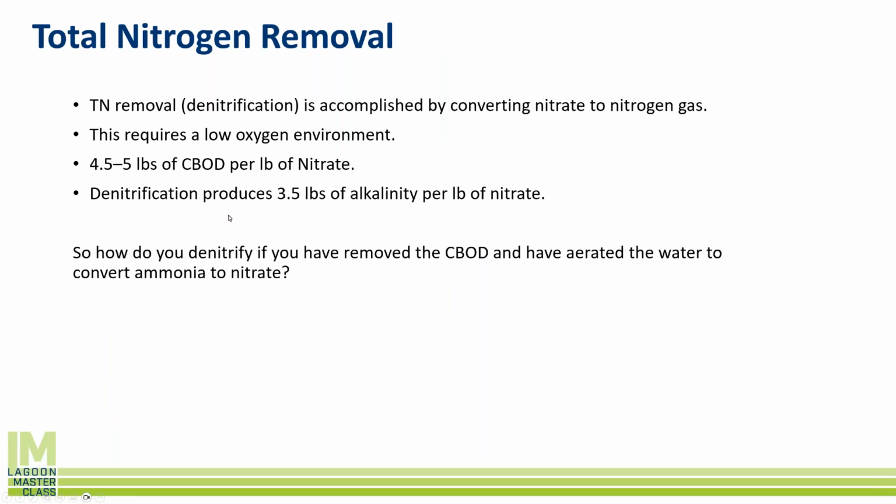So total nitrogen removal. This is the denitrification process. This is really accomplished by converting nitrate into nitrogen gas. This requires a low oxygen environment. 4.5 to 5 pounds of CBOD are typically used per pound of nitrate to do this. So again, these are heterotrophs, same as your guys that like to use oxygen. But if we take the oxygen away from those heterotrophs, they'll start to use nitrate as their oxygen source.